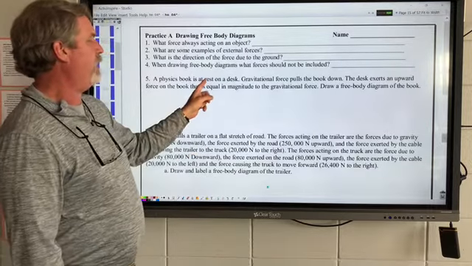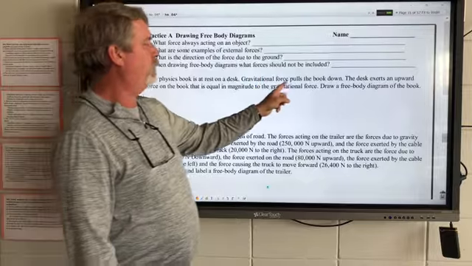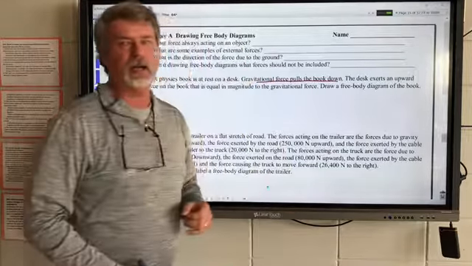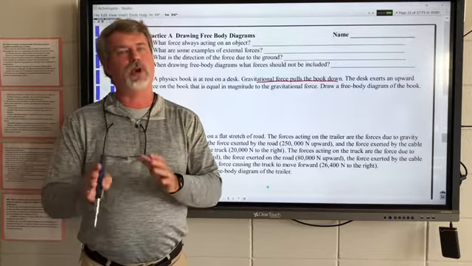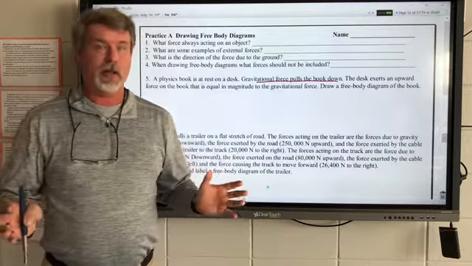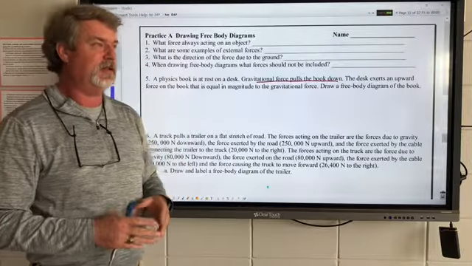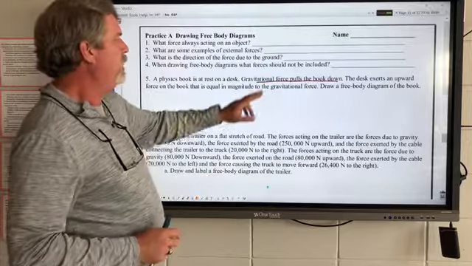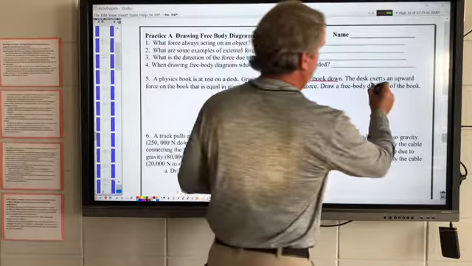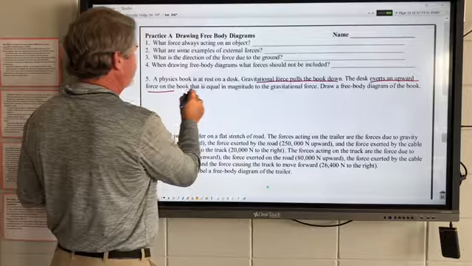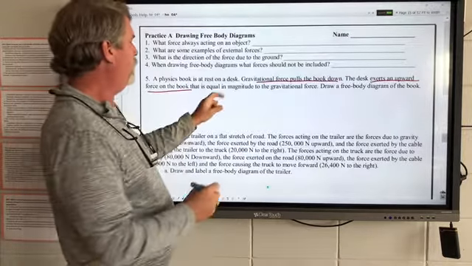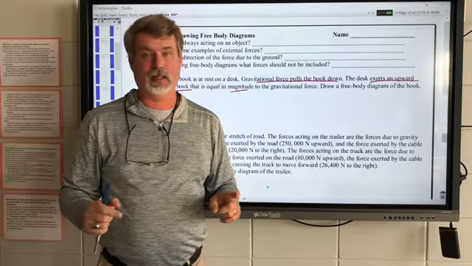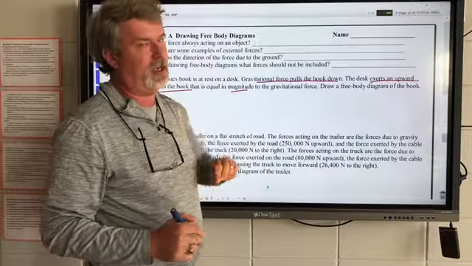A physics book is at rest on a desk. Gravitational force pulls down on the book. So there's one force. To start off with these free body diagrams, I'm going to give you the forces. You just draw the forces that I give you. You don't worry about any other forces that you might think exist. There could be others, but just draw the ones that I'm asking you to draw. Gravity pulls down on the box. The desk exerts an upward force on the book, equal in magnitude. If it's equal in magnitude, we're going to draw those vectors the same length and draw the free body diagram of the book.